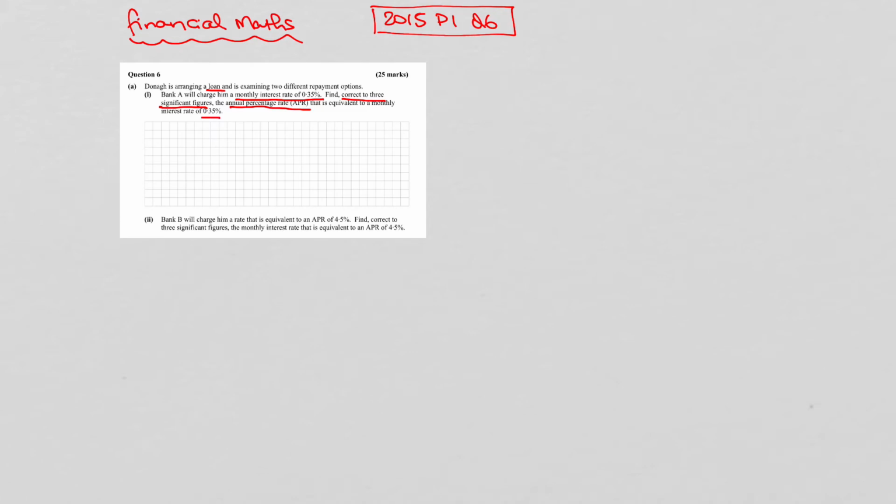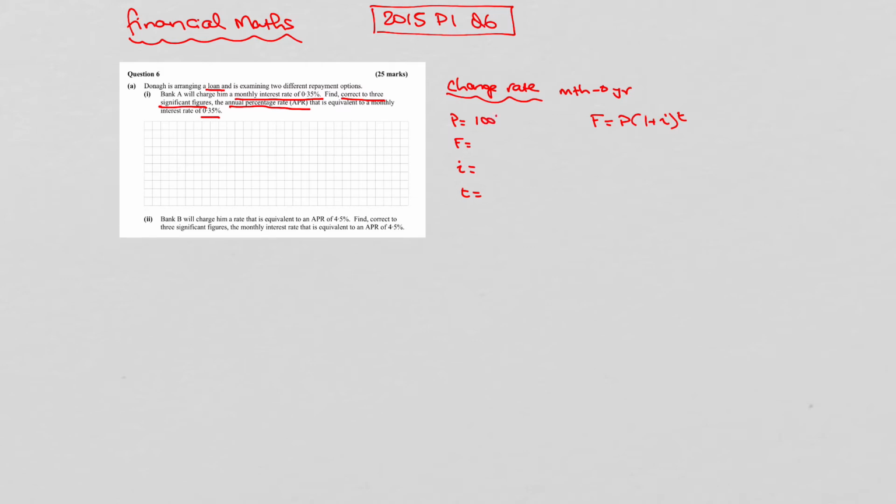So this was a bit unusual because normally we're trying to convert the APR to a monthly. So whenever we're changing our rate, what we always do is we write down what is P equal to, what's F equal to, what's I, and what's T. And we use F is equal to P times (1 plus I) to the power of T. So here we're trying to change from the monthly to yearly as opposed to our usual yearly to monthly. So P is always going to be 100%, so the original amount, in other words 1.